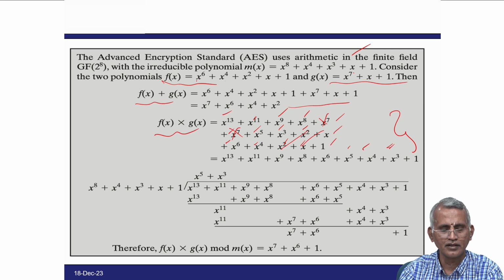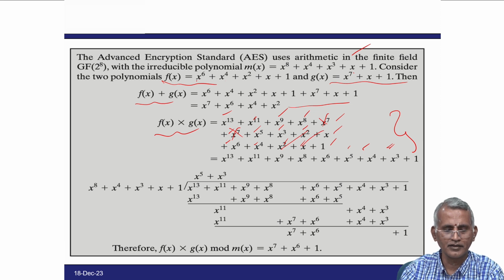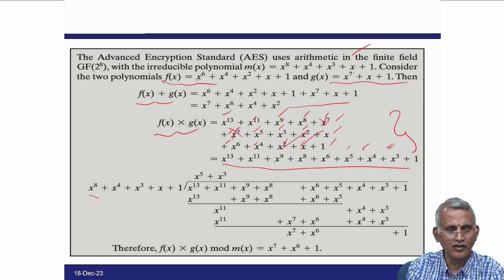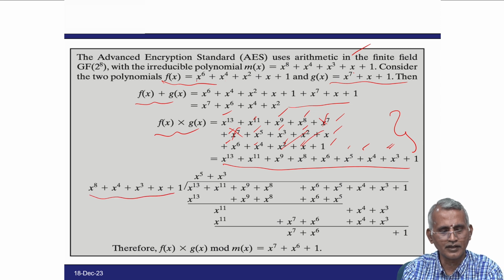For the division algorithm, we apply it to this number x power 13, divided by x power 8 into x power 4 plus x cube plus x plus 1. So, what happens? Multiply with first x power 5. So, x power 5 into x power 8 is x power 13, then x power 9, x power 8 plus x power 6, x power 5, then add the corresponding terms.